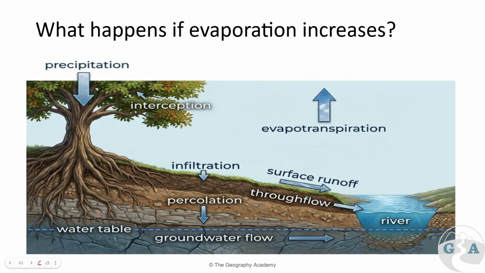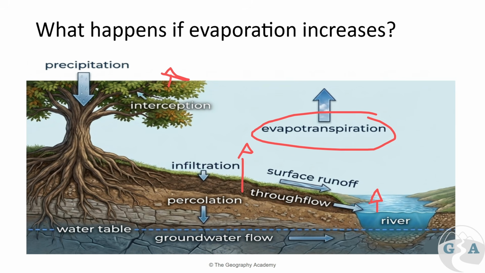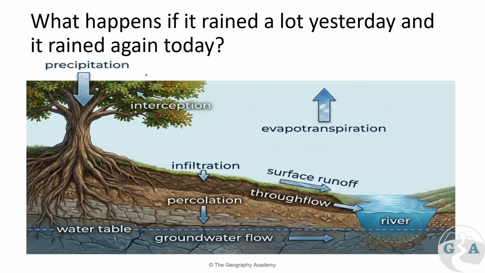Well, when you think about it, if evaporation increases, one of the big changes is going to be that the water is going to leave the system. So we're going to have more evapotranspiration overall. So that's water leaving the system. And we're going to see maybe less water in stores such as surface store, soil store, and the channel store because it's going through evaporation. Also, potentially less water in the vegetation store as well.